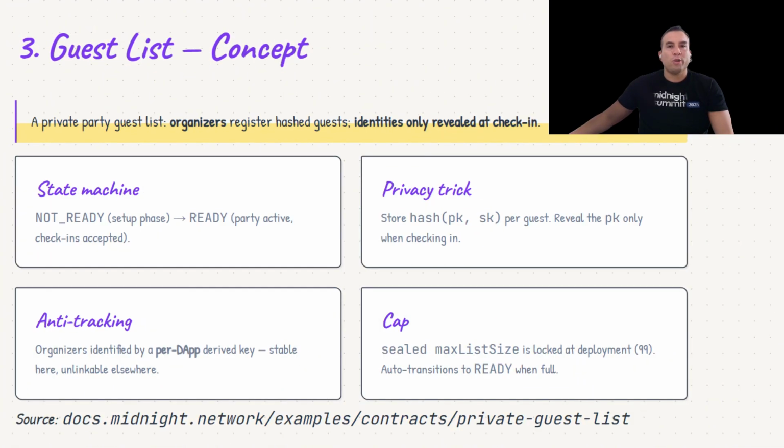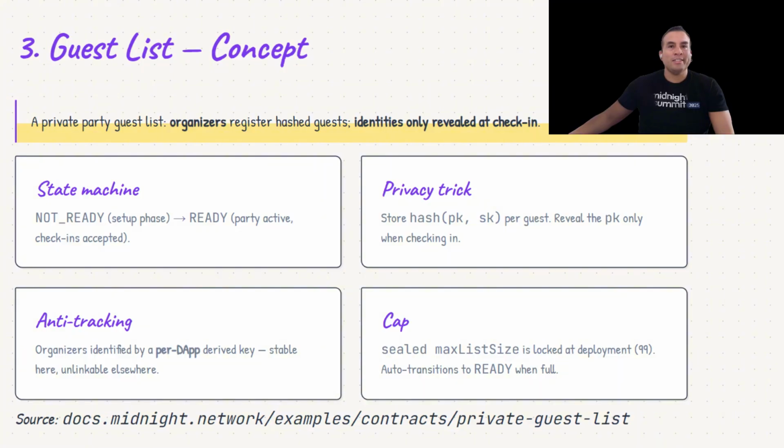Okay, contract 3, private guest list, about 80 lines. This is where real privacy engineering kicks in. Picture this scenario. You're throwing a private party. You want a guest list, but you don't want a list of names posted on a public wall where everyone can read it. Guests should be hidden during the lead-up and only revealed when they actually show up at the door. That's exactly what this contract does.